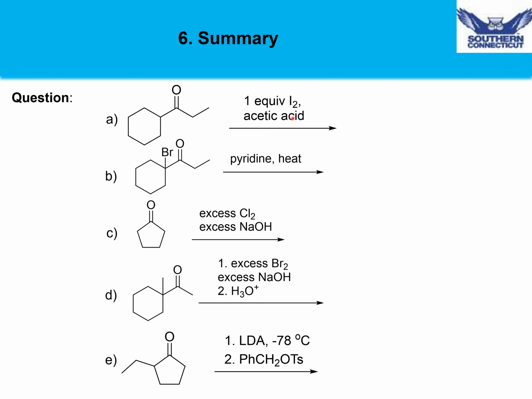In the third reaction, a symmetrical ketone reacts with excess chlorine and excess sodium hydroxide. In the fourth reaction, a ketone reacts with excess bromine, excess sodium hydroxide, and aqueous acid in the second step. Notice this is a methyl ketone.